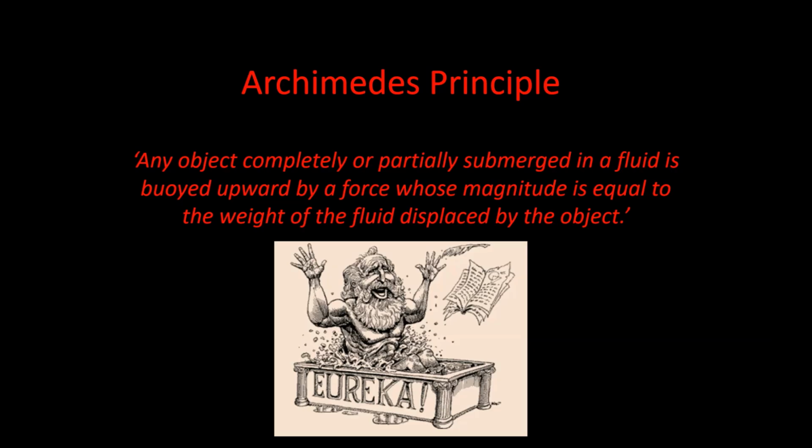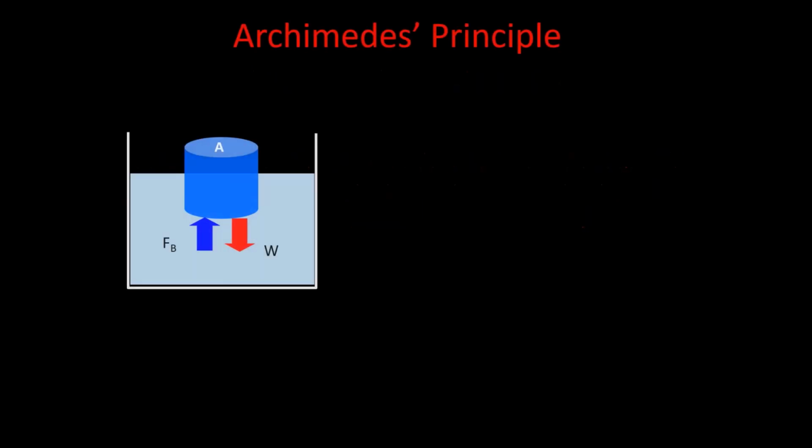So Archimedes' principle, that he apparently came up with through this method, states that any object completely or partially submerged in a fluid is buoyed upward by a force whose magnitude is equal to the weight of the fluid displaced by the object. So what does that really mean?